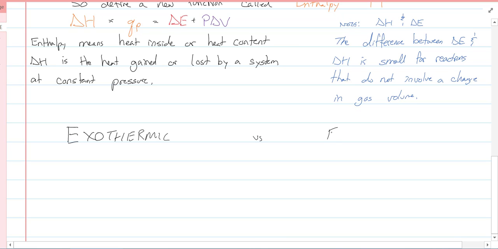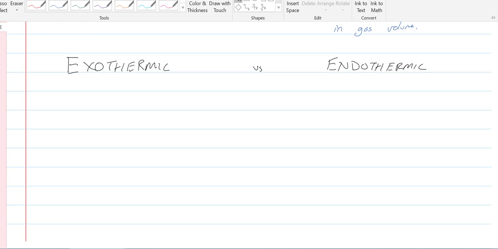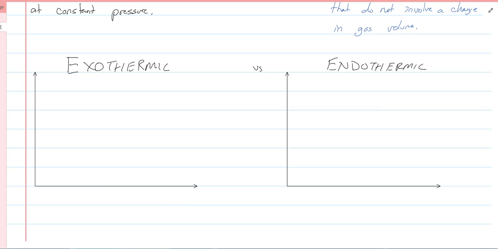Versus endothermic. Exo's heat out, endo's heat in. Two little XY axes here. On the X, I have the reaction as the reaction proceeds. And the Y-axis will be H.